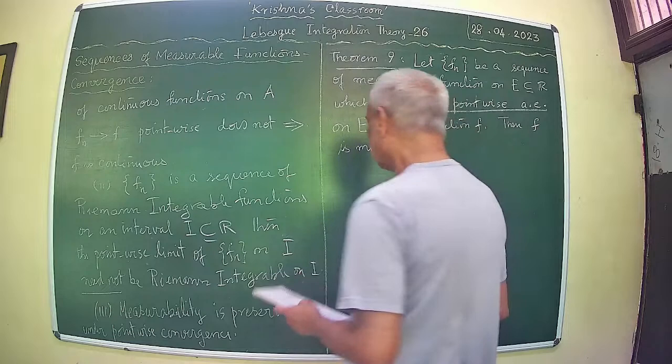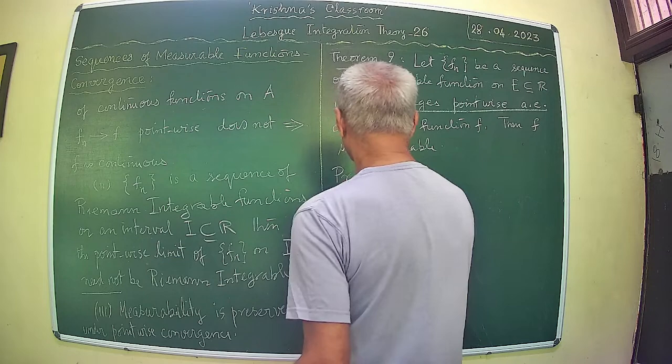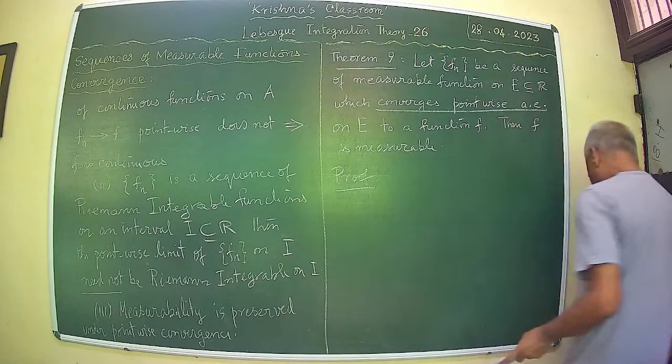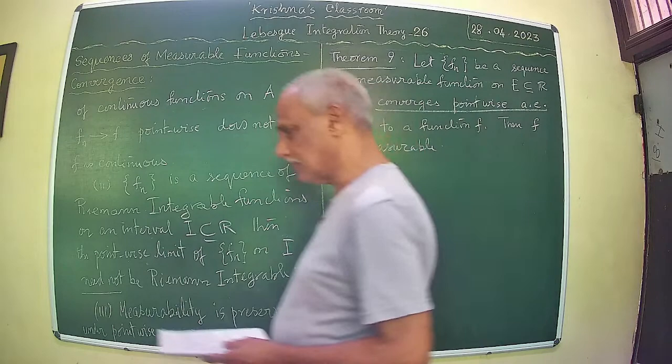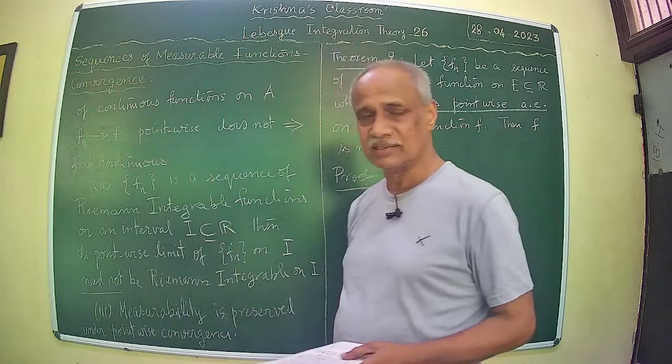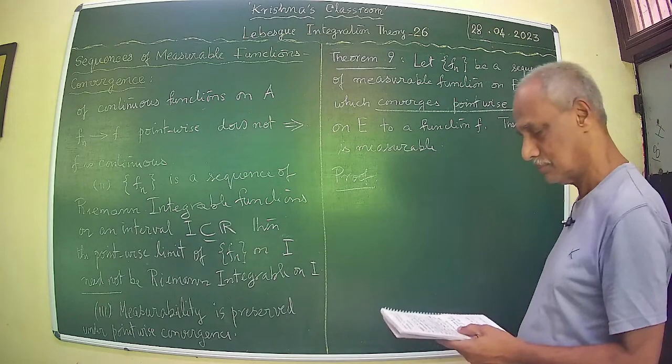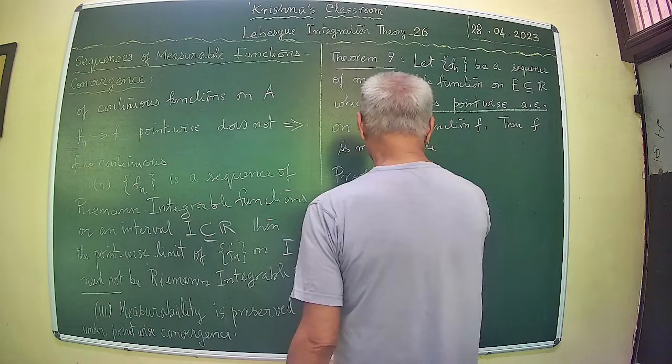The proof is not difficult at all. We exploit the previous result that whatever happens on a set of measure 0: if it holds for a function restricted to the complement of the set of measure 0, then it holds on the whole. It's almost empty. So let E naught be a subset of E.